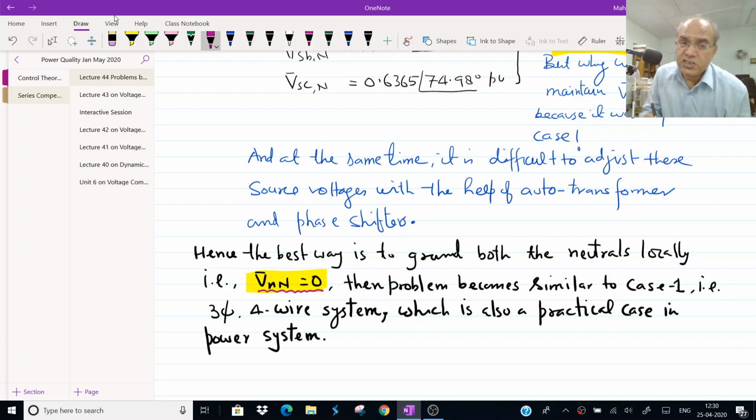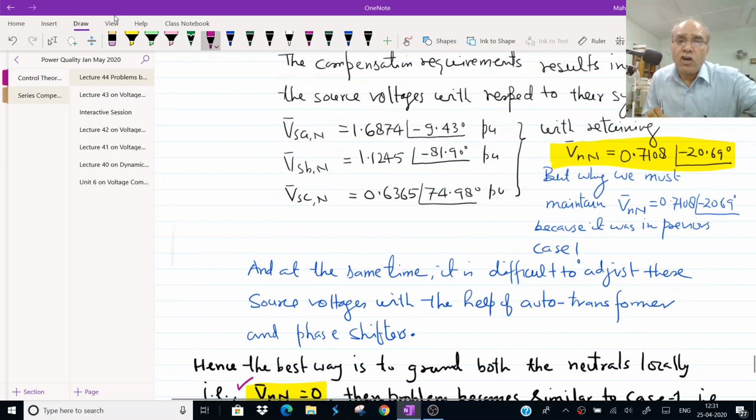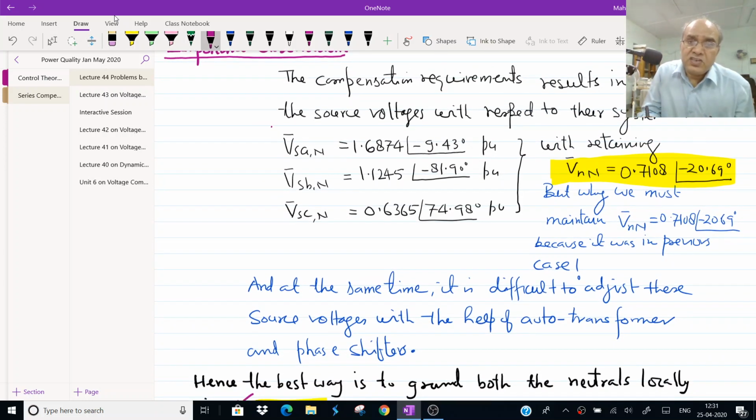If we follow this scheme, because once we have ensured that there is no potential between the two neutrals, it becomes a 3-phase 4-wire system. Okay, so although you can solve it for 3-phase 3-wire, it does not make any sense. Hence, we transform this problem as 3-phase 4-wire by having the local grounds for the system side and for the neutral side.